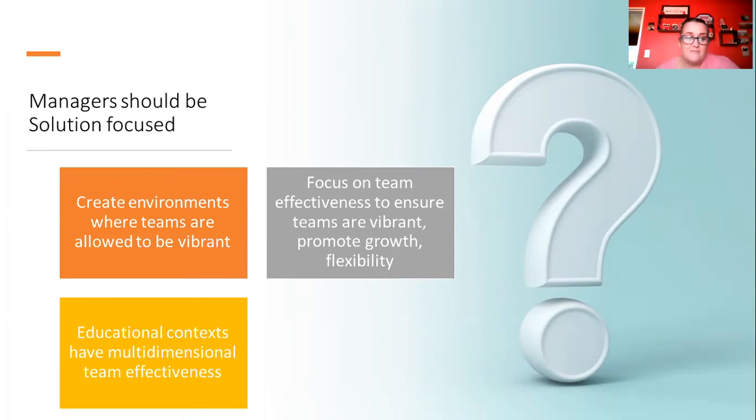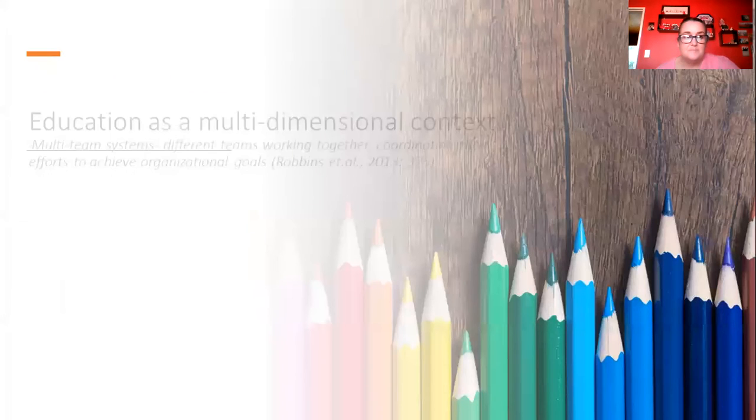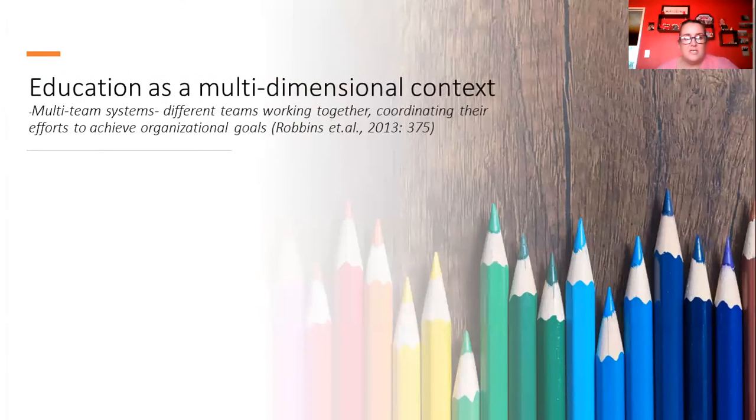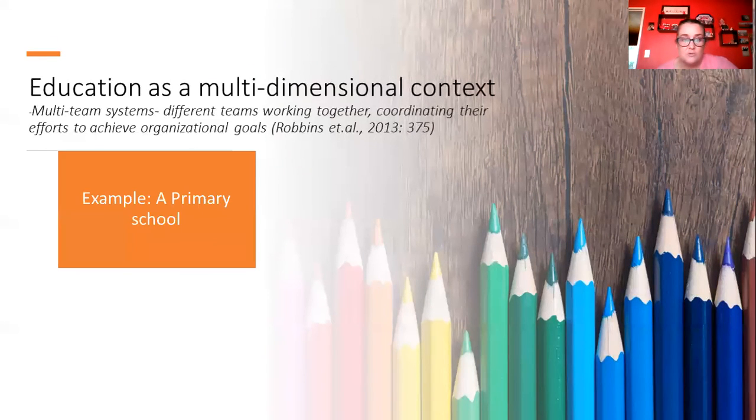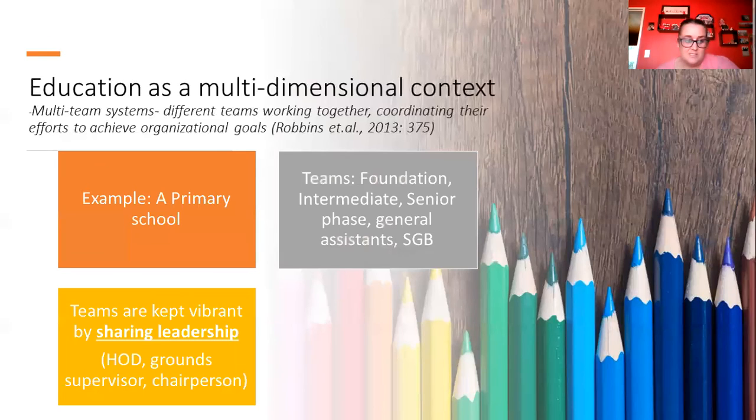Educational contexts have multidimensional team effectiveness. The context, the composition, and the process of these teams is important. Education is a multidimensional context. Multi-team systems are different teams working together, coordinating their efforts to achieve the organizational goals. Example: in a primary school, there are teams such as foundation phase, intermediate, senior phase, general assistance, SGB, and administrative assistance.